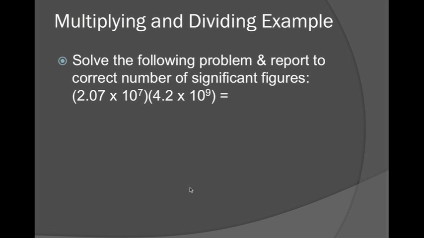In another example, we see this from our review. We have 2.07 times 10 to the 7th and 4.2 times 10 to the 9th, and we have to multiply those two things together. Now, remember, when we're plugging these in the calculator, we don't put times 10. Remember, we're going to put E in the calculators that I have in class.